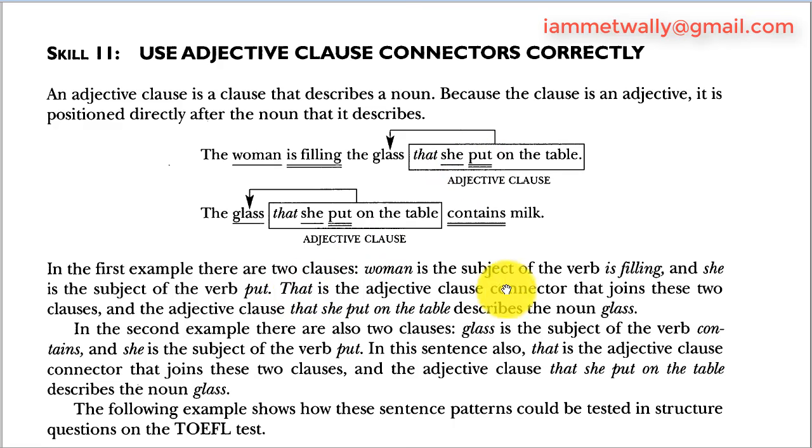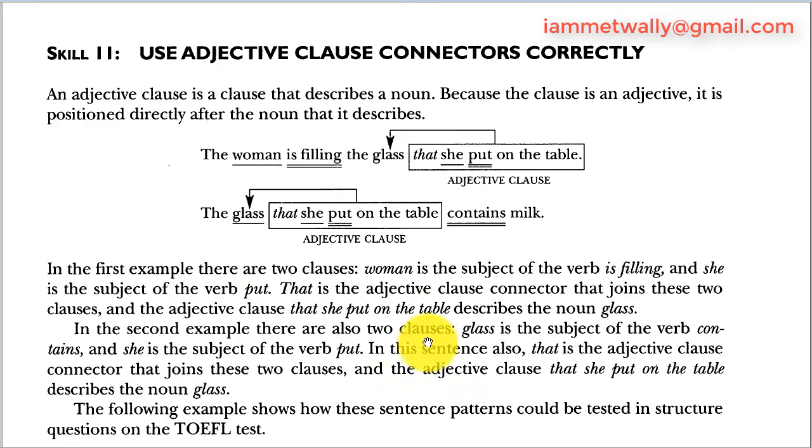That is the adjective clause connector that joins these two clauses. The adjective clause that she put on the table. So this one here, that, is connecting the woman is filling the glass and that she put on the table. The adjective clause that she put on the table describes the noun glass.